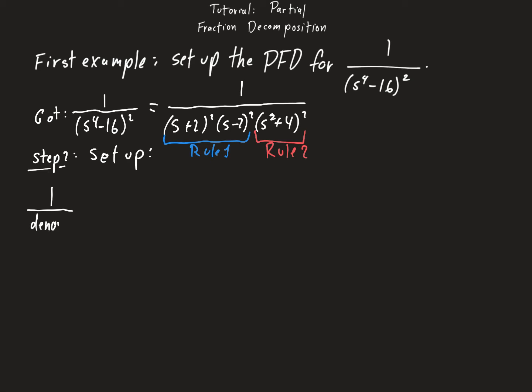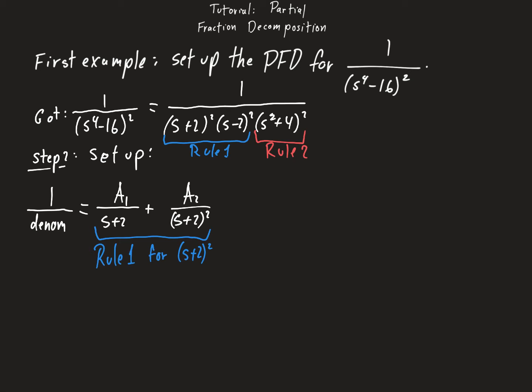I'll just write denom here for the sake of not taking up all the space on the screen. The first two terms would come from the s plus 2 term. And these would be a1 over s plus 2 plus a2 over s plus 2 squared. These come from rule 1 for that s plus 2 squared term.